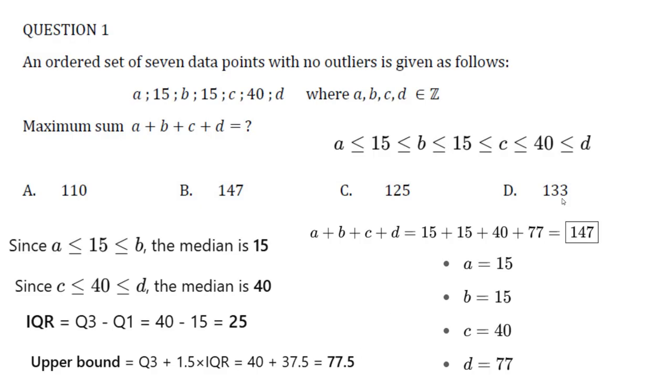Well, that's pretty tricky. If you thought D, that's pretty reasonable if you're thinking that this is possibly an outlier. But the answer is B. So there you go.